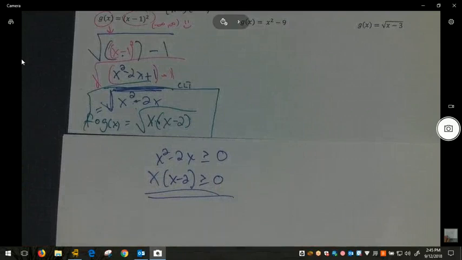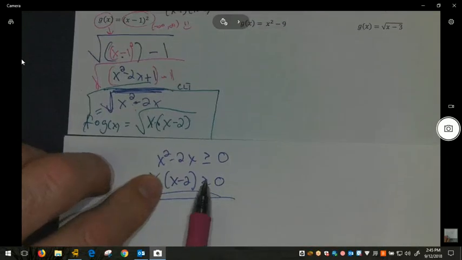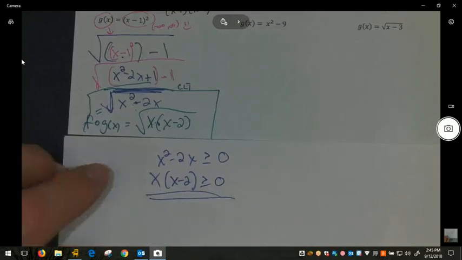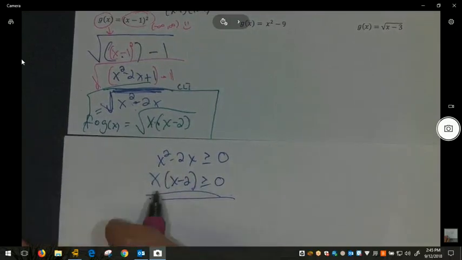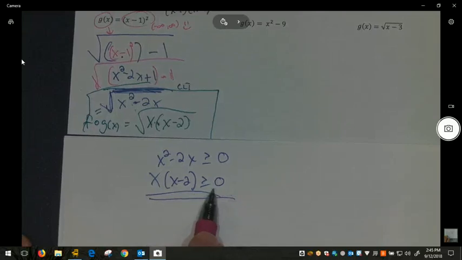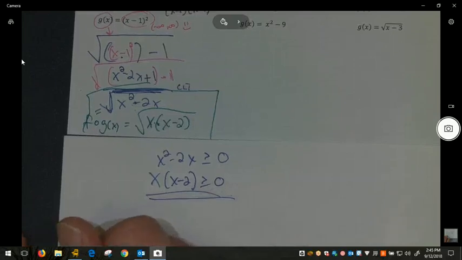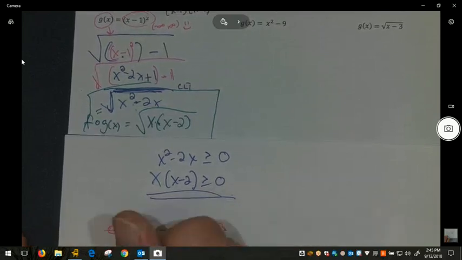If it were a linear function like x minus 2, it would be simple. X is greater than or equal to 2, we would be done. But when it is a polynomial function, we're not sure, right? Is it x is greater than or equal to 0, or x is greater than or equal to 2, or both, or a mix? We need to look at the number line to figure this out.